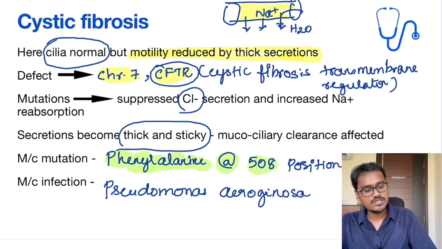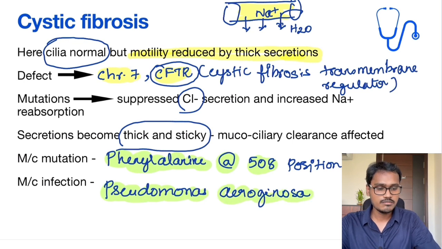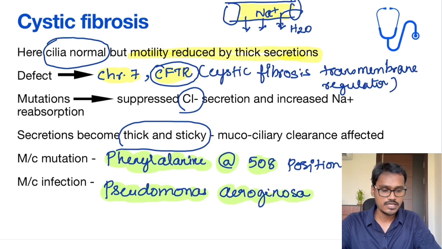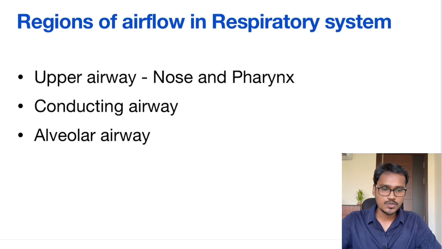So this is again a potential MCQ. This whole slide is very important, since there are multiple potential new questions that can be asked in cystic fibrosis. It is clinically very important. Now coming to the regions of airflow. This regions of airflow is also called as respiratory zones.